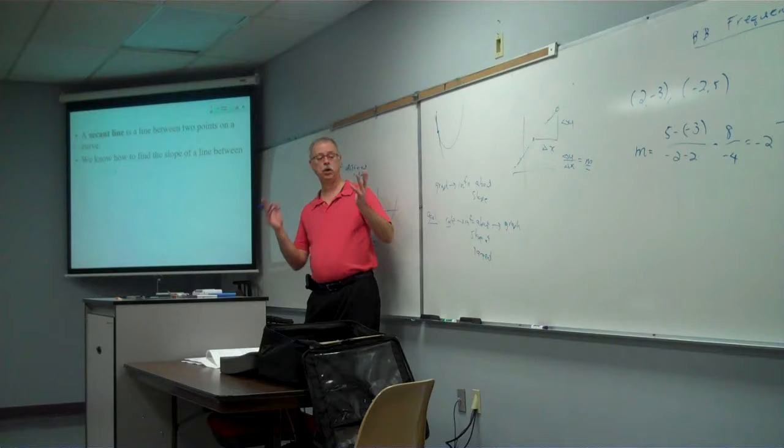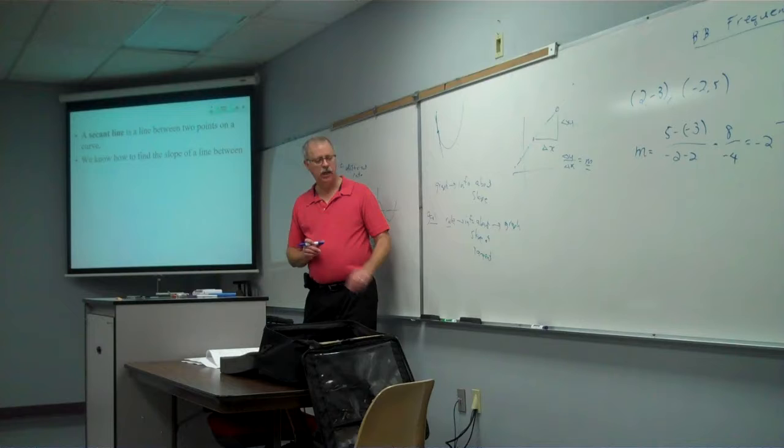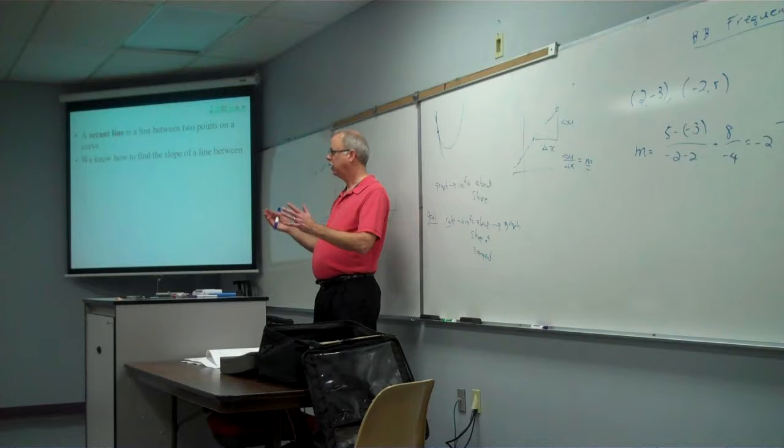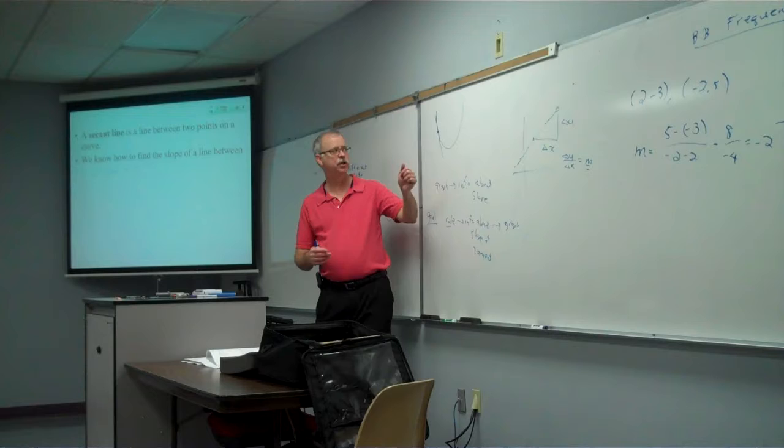So I'm taking what may seem a slightly more difficult path, or maybe more than slightly, but my hope is it helps us understand what we're really finding. We're finding the slope of a tangent line, or an instantaneous rate of change. At an instant, how fast are we changing?